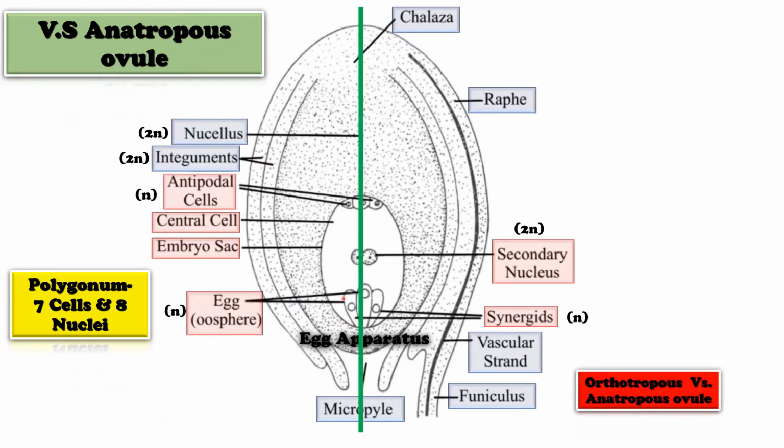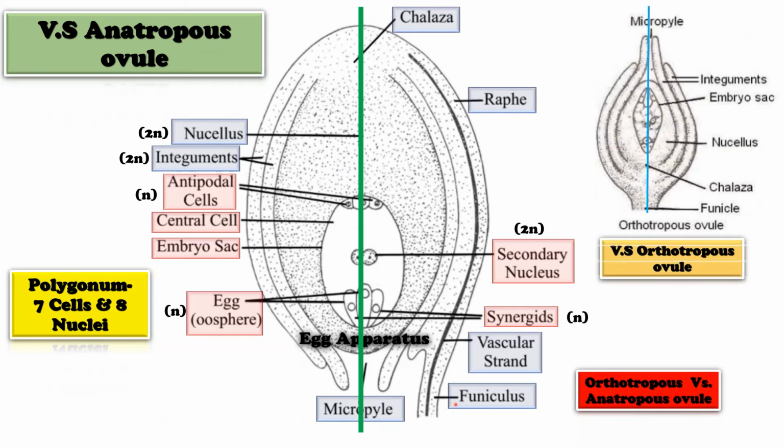In case of orthotropous ovule, the micropyle and chalaza are in a straight line, whereas the funicle is away from the micropyle. In case of orthotropous ovule, ortho means straight. Funicle, chalaza and micropyle lie in a straight line. So it is called orthotropous ovule.